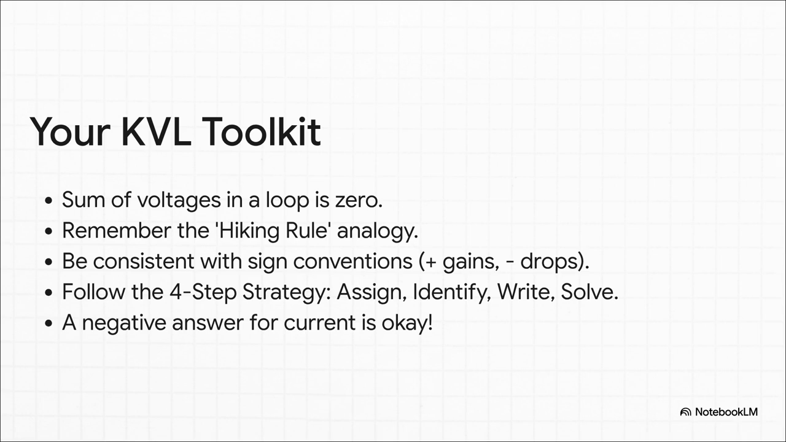Second, be obsessed with your sign conventions. Positive for gains, negative for drops. Third, stick to that 4-step strategy every time. Assign, identify, write, solve. And lastly, my favorite little tip, do not panic if you solve for a current and the answer is negative. It doesn't mean you're wrong, it just means the real current flows the other way. The number is still correct.